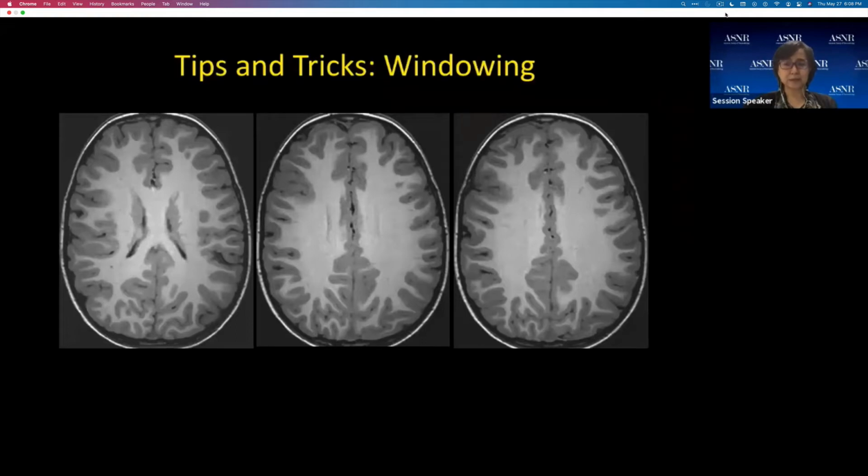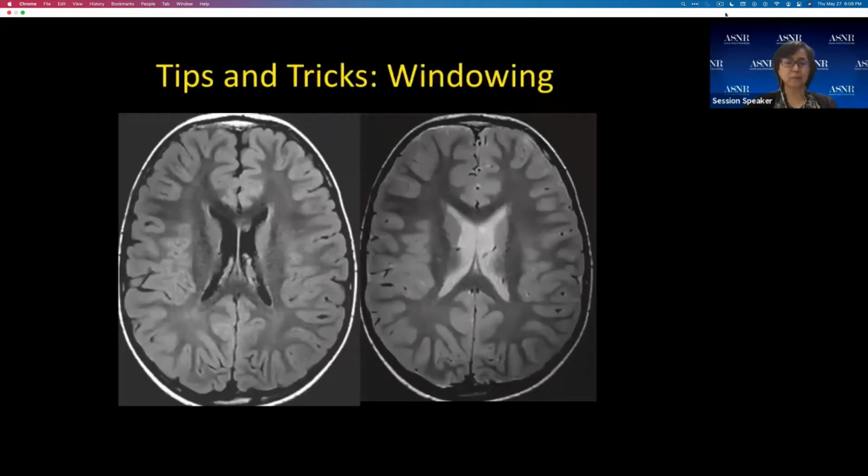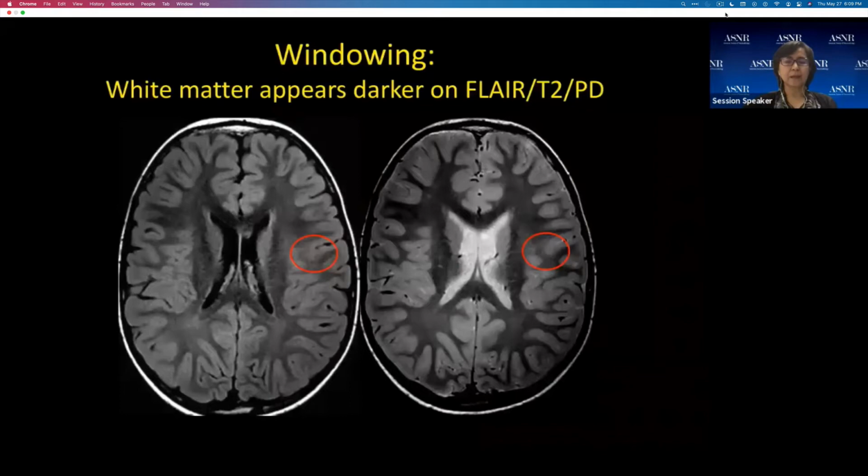There are tips and tricks that you can use when reviewing the images in order to improve the conspicuity of the lesion. So for instance, this is the regular window that one would normally review the T1 imaging on. By changing the window such that the gray matter appears darker, you increase the conspicuity of mild increased T1 signal in the cortex. Similarly, this is the regular window that one would normally review the T2 FLAIR and proton density images on. By changing the window such that the white matter appears darker, you increase the conspicuity of mild increased signal in the subcortical white matter.